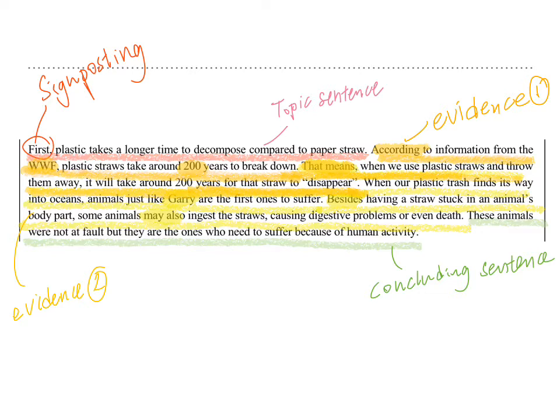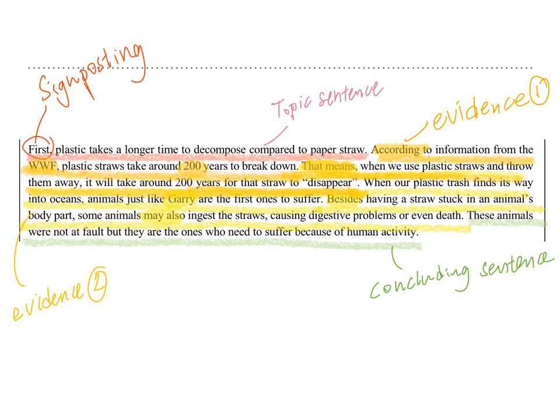After that, we can see the orange part, raising evidence to support the stance: it takes 200 years to break down the straw. That is another signposting to further elaborate on the evidence, the use of data of 200 years. What do these 200 years mean? It means that it is hard for the straw to break down, for the earth to really return to the situation where we haven't thrown the straw yet.